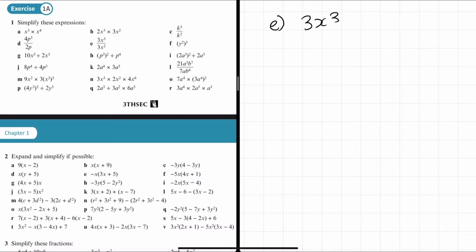3x cubed over 3x squared. 3 divided by 3 is just 1. And then x to the power of 3 over x to the power of 2. We take away the powers, we're left with 1. And here we don't need to put a 1 before the x, and we don't need to put x to the power of 1. So we can just write x.